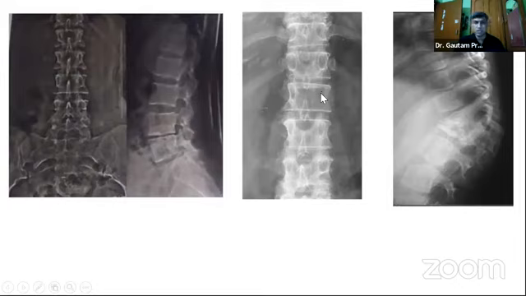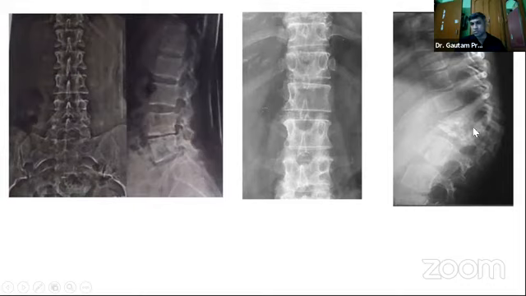It might be seen in tuberculosis as well as in metastasis, not only in tuberculosis. And in this case, there is a deformity. Most of the time what we come across is that the deformity is present, and there is an internal gibbus present over here, and there are too many vertebrae over here.